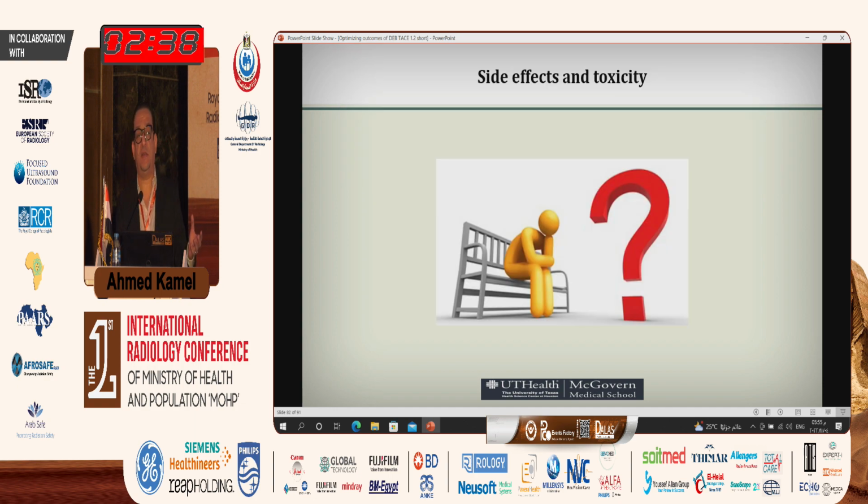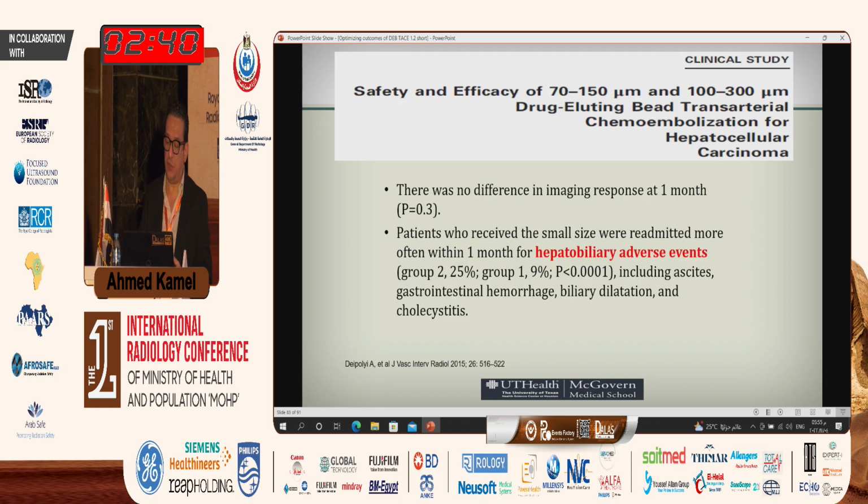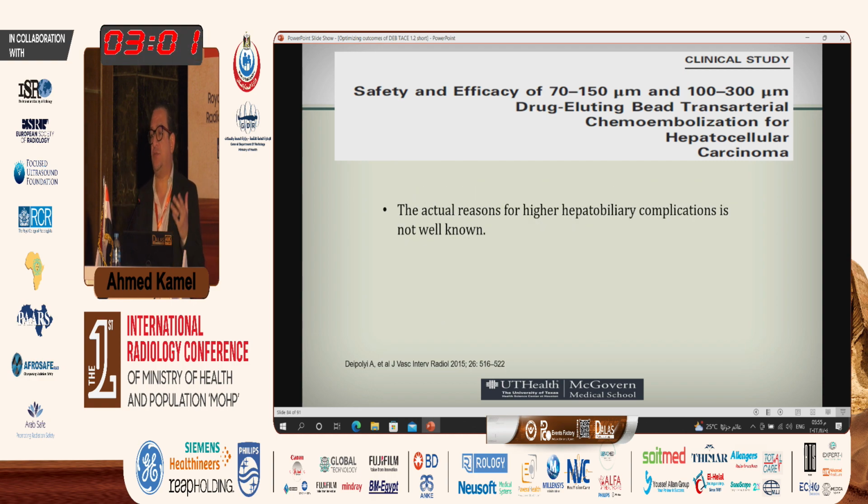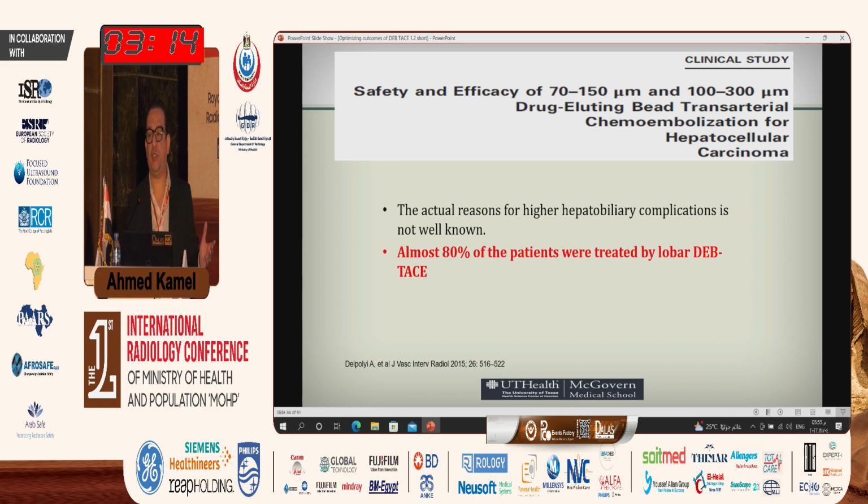So are the small particles associated with more side effects and toxicity? Here's the study that was done in Mass General in 2015, comparing again small and large beads. You can see that there were more hepatobiliary adverse events with the small beads compared to the large beads. This was gastrointestinal hemorrhage, biliary dilatation, ascites, and cholecystitis. However, they didn't really find out the reason they had more complications with the small beads compared to the large ones. But just to let you know, this study was not perfect, because 80% of these patients were treated in a lobar fashion, which we don't do anymore.